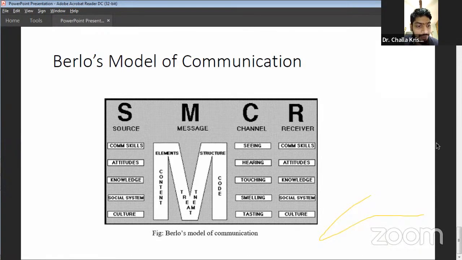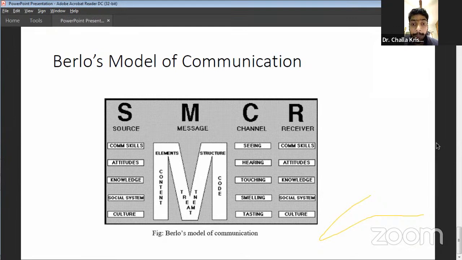Also in the message, you have elements of the message: content, treatment, code and structure. What are these? Elements of the message are basically our content and treatment. How you treat the message is basically the tone: whether it is aggressive, passive, authoritative, passive aggressive, or assertive. That is treatment. And content is another element, what the content is. Then structure, how you have structured it. We talk about encoding, so how you have structured the message.